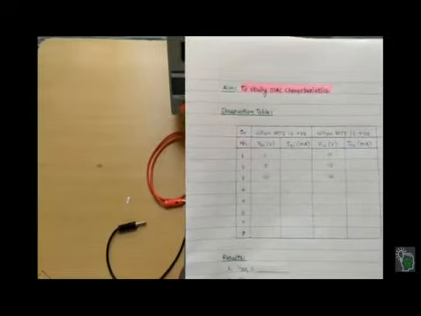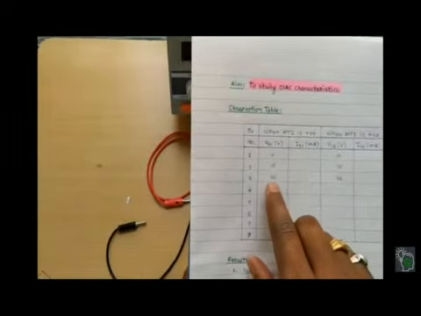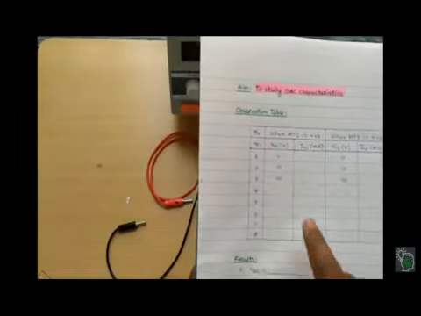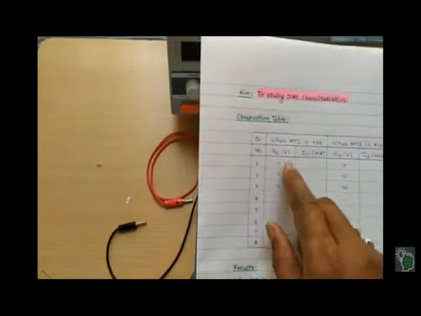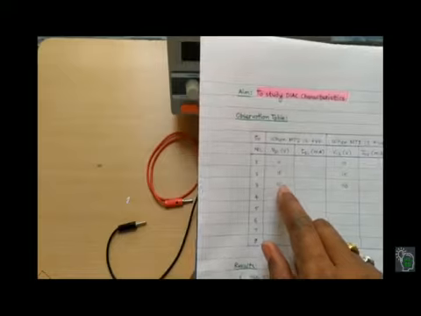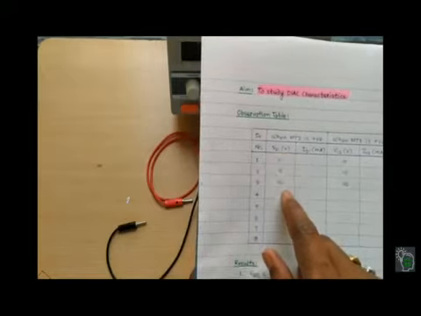Let's check the first observation table where MT2 is positive. We are varying the voltage and calculating the current.